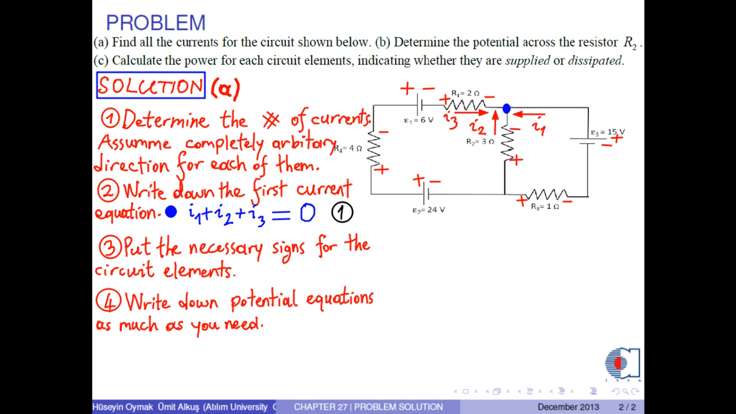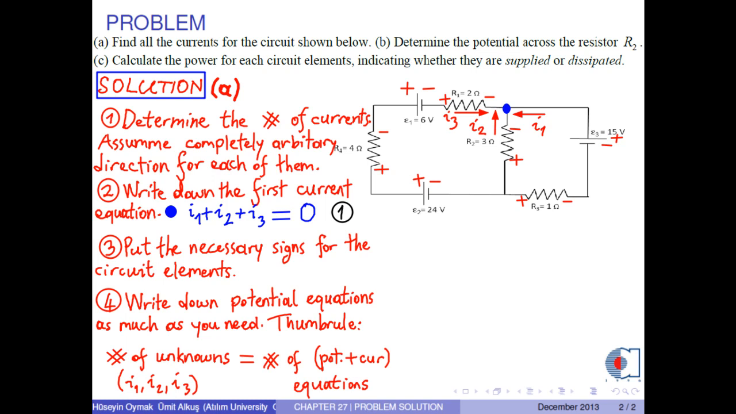4. Write down potential equations as much as you need. There's a thumb rule here. The number of unknowns, which are I1, I2, and I3, is 3. Therefore, we will find 3 potential and current equations. One of these 3 equations has already been found as equation 1. Therefore, we have to obtain 2 voltage equations.